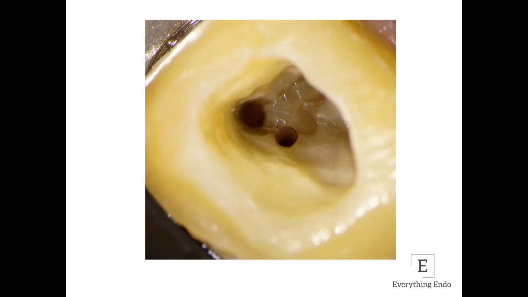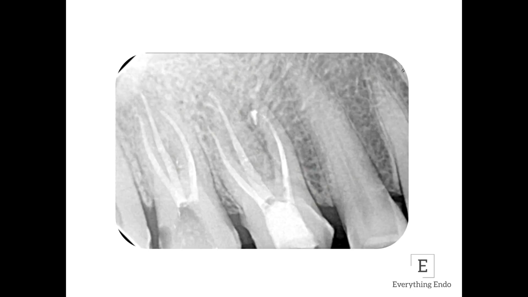So that's the MB2 canal located, shaped and all ready for obturation. And that's the finished post-operative radiograph. This is what the white line test is all about. Look for areas where these debris go in and deposit, and these are areas where most likely you would find the MB2 canal.